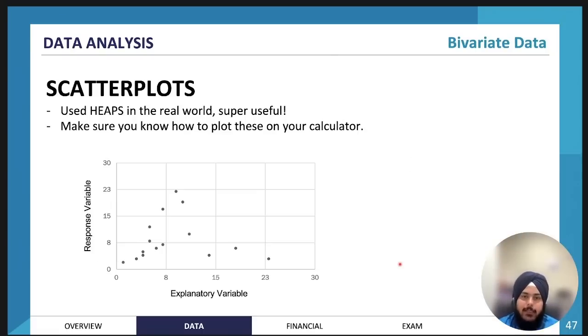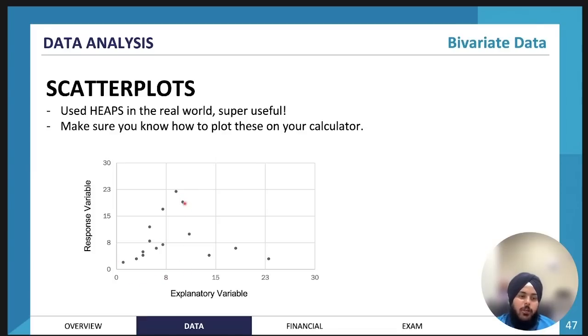Okay, so next we'll look at scatter plots. Scatter plots are just a type of graph which represents two numerical variables. We will have the explanatory variable on the x-axis and the response variable on the y-axis. And what these dots represent is sort of like the union between the explanatory and the response variable.